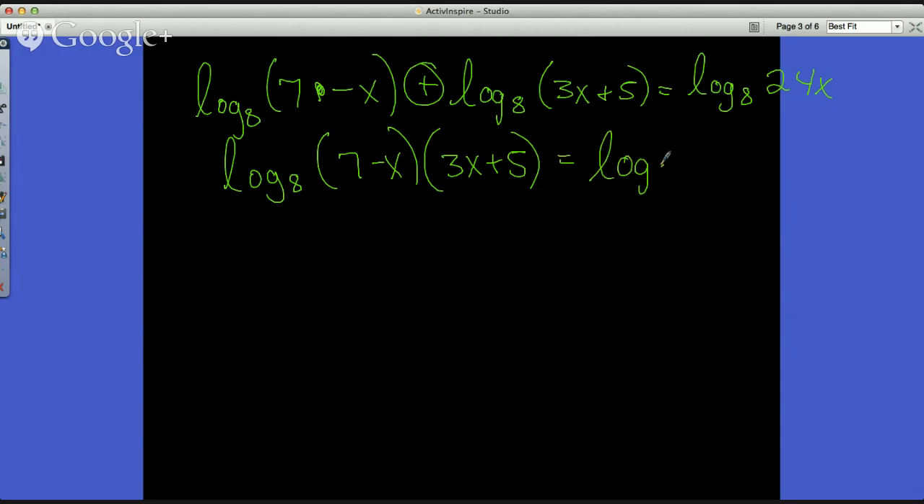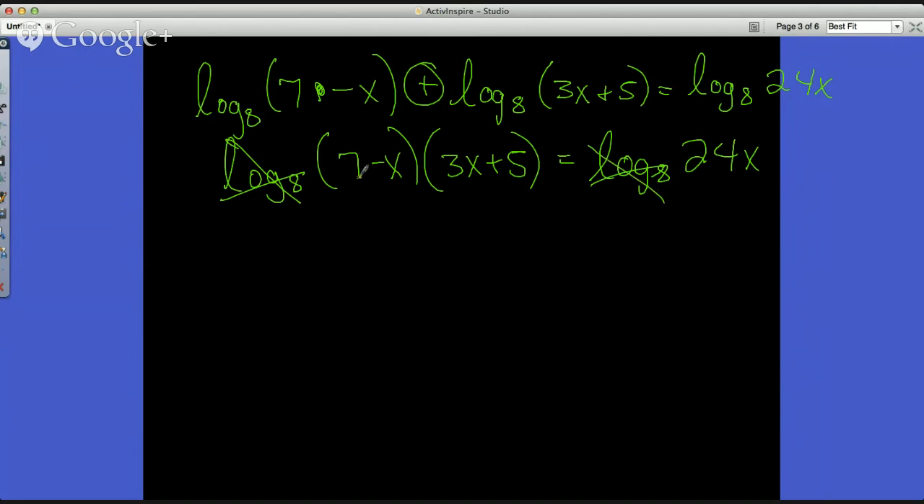So now on the right side, we have log base 8 of 24x. Again, if it's addition, we multiply. Subtraction, we're going to end up dividing. But now you can cancel. Now we can cancel, little cancel party, because now everything's combined into one. So both log base 8s cancel.